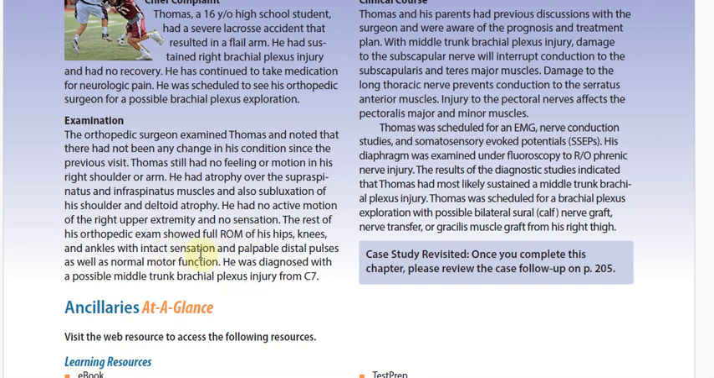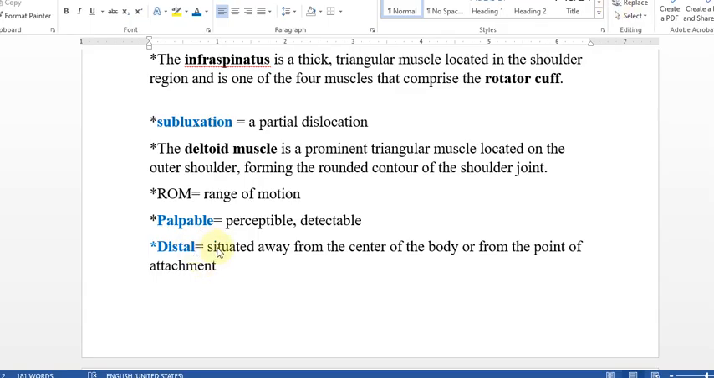Okay, intact sensation and palpable distal ulcers. Palpable means perceptible, detectable, if I want to give you some synonyms. And distal means away, situated away. Remember to check the word file later. Here, distal, situated away from the center of the body.